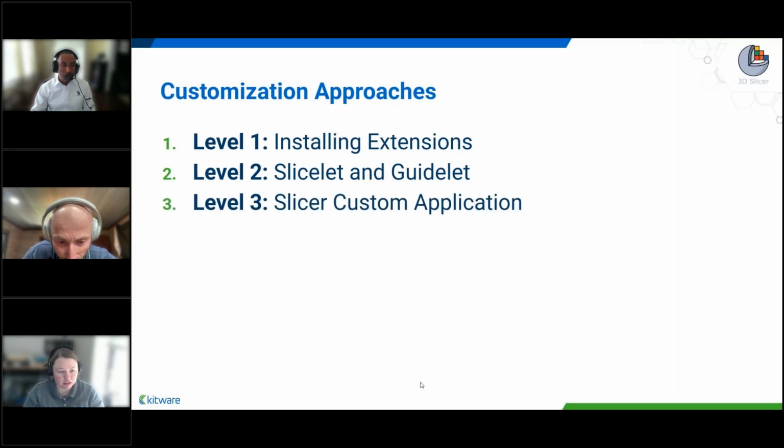And then the third level is the Slicer custom application. You create a full custom application based on the 3D Slicer code base with your own custom modifications to 3D Slicer and your own custom modules. This lets you rebrand, so add a new look and feel, add new logos, package your own installer, and distribute your own tailored version of 3D Slicer.